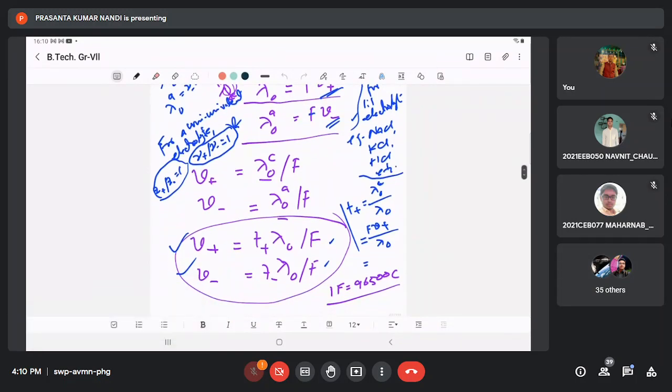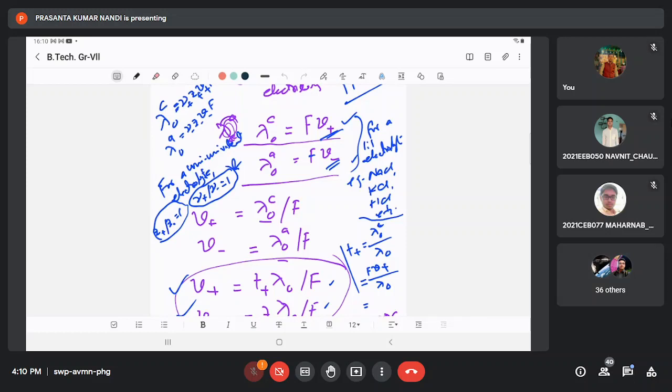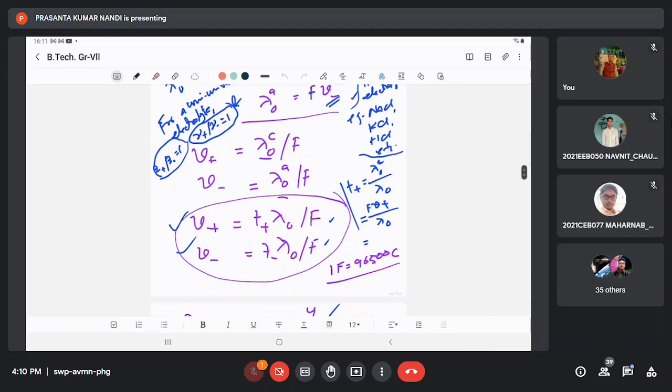So all these expressions you can find in the series. I suggest you to go through these topics and have a practice for numerical problems. So these expressions are very important. Transport number and mobility related problems.